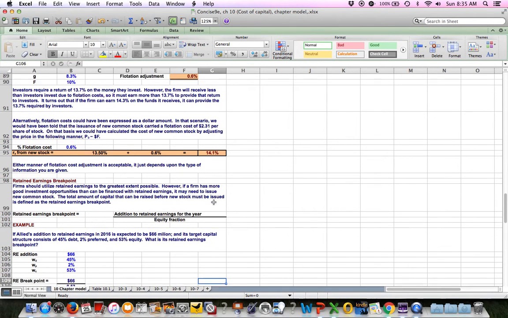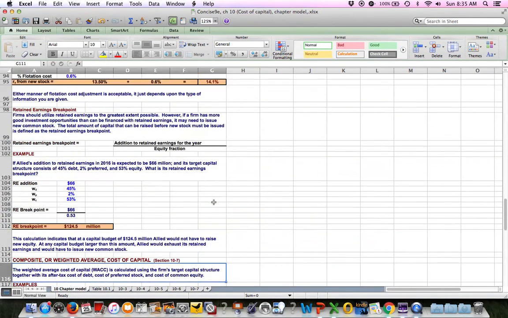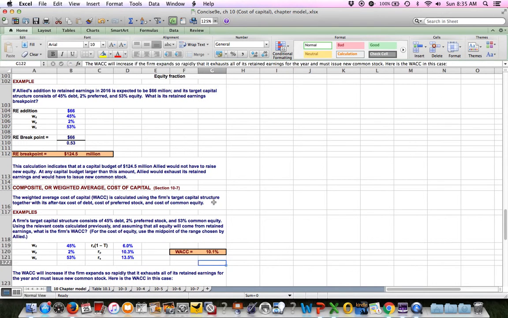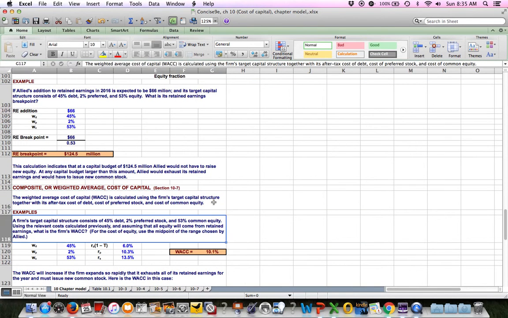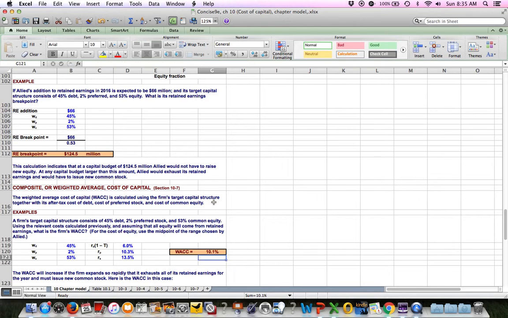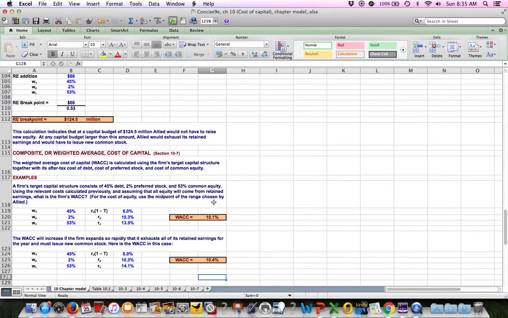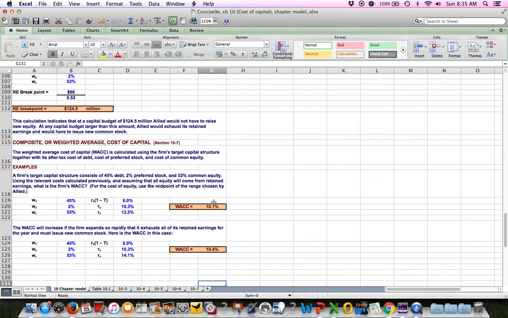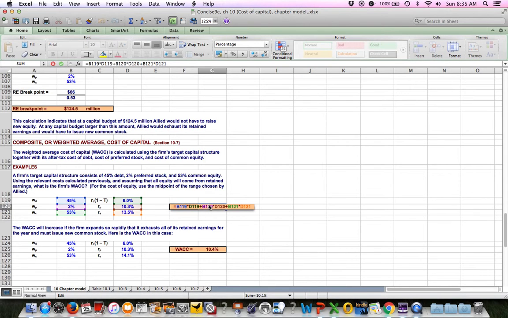Okay, so that was the meat and potatoes of what I wanted to show you there. I'm skipping the retained earnings breakpoint, by the way. I'm skipping that on purpose. And then just getting down to our composite weighted average cost of capital down here. You can just see how we came up with that. You can look at this formula here, and you can just see that they basically did the full calculation now with the formula and added up the three components of the calculation.